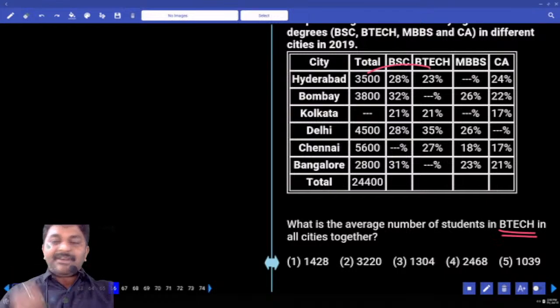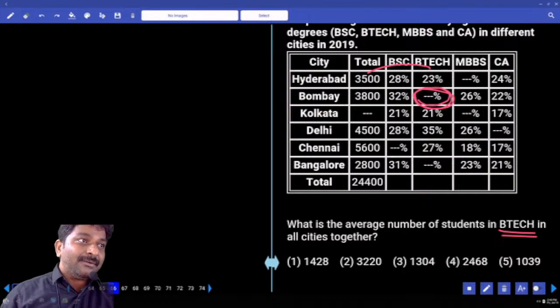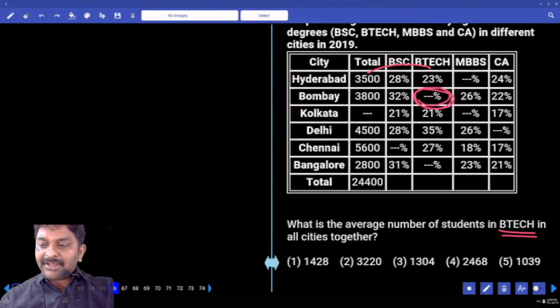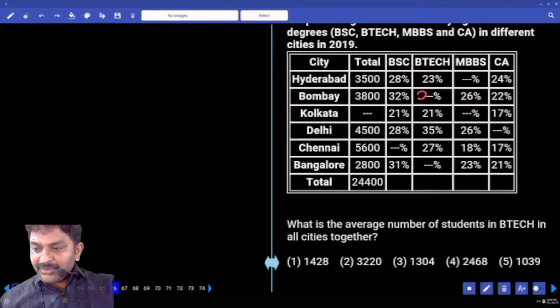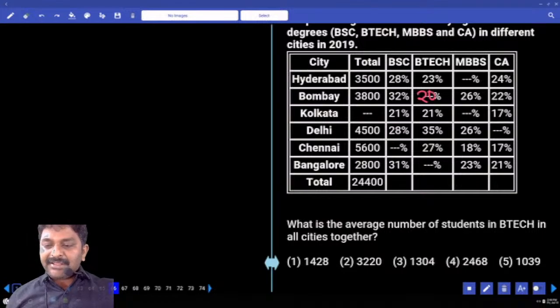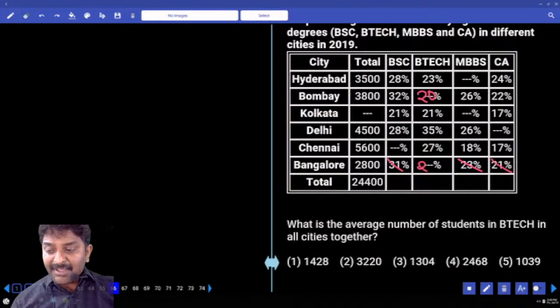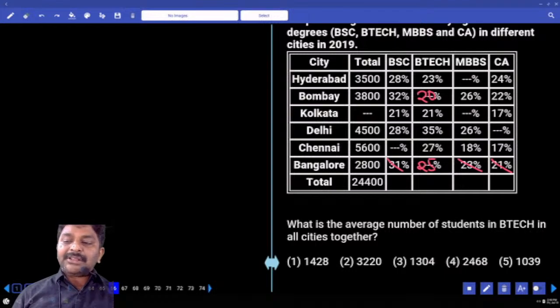So we have to calculate 23% of this fellow. And you need to identify this, how much is this X value? Already we have 32, 26, 58. 58 plus 22, that is 80, right? Remaining, so this is 20%. And like that Bangalore also. 31, 23, 54. 54 plus 21, 75. Remaining. And then Kolkata total number also we have to identify.